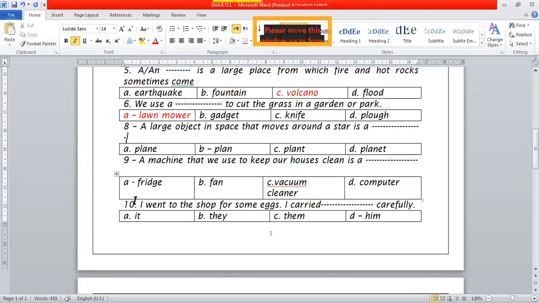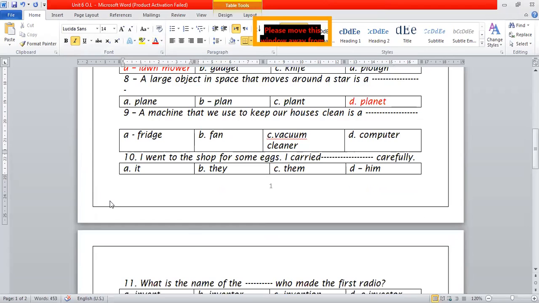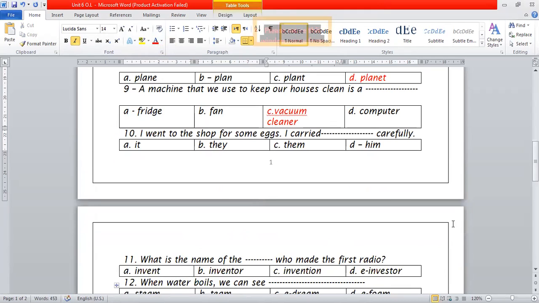A large object in space that moves around the star. D is a planet. Okay. Number 9. A machine that we use to keep our houses clean. C. Vacuum cleaner. Yes, vacuum cleaner. Yes, number 10. The questions are so easy. Aya Sharif?